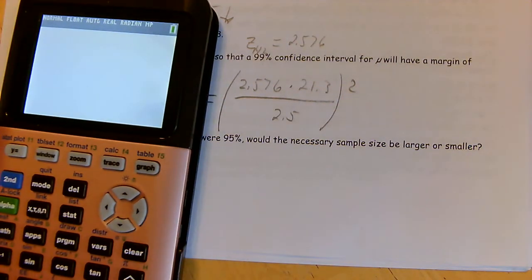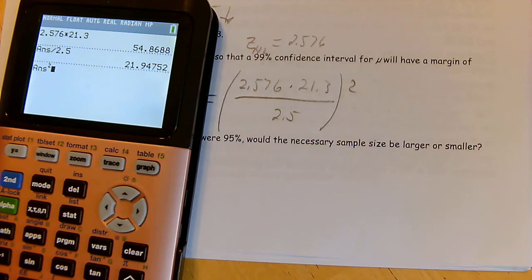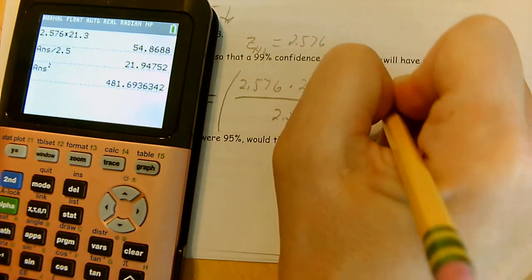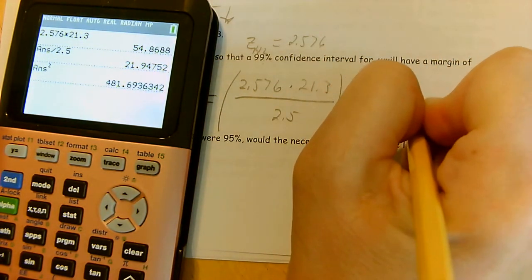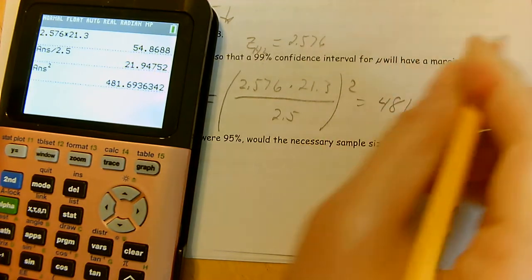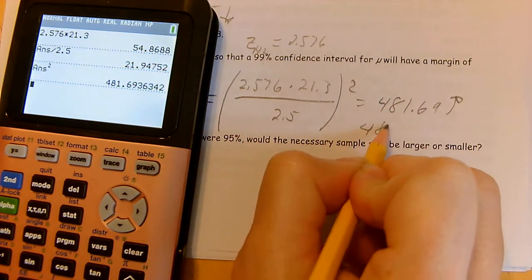So I like to put this in: 2.576 times 21.3, enter, divide by the margin of error, enter, and don't forget to square it. Now this is a sample size, an item which we can't have a fraction of, so we round up to the next whole number.